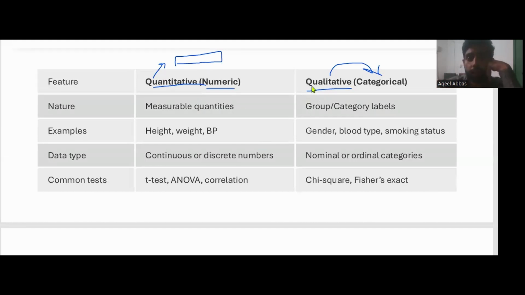Okay. And then there are qualitative variables, which I think of as bucket variables. These are categories, these are buckets, and these variables can go into these different buckets.